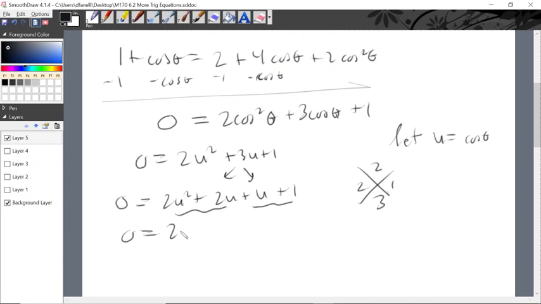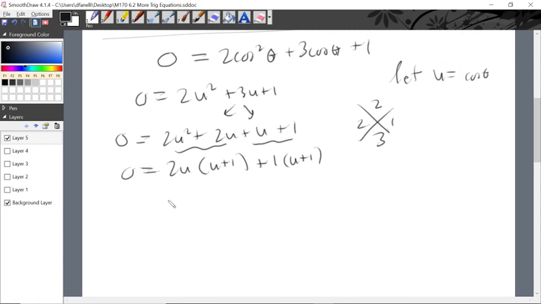So the first group, we can take out a 2u, that leaves behind u plus 1, and the second group, the greatest common factor is just 1, so we have 1 times u plus 1. Now the two groups share a factor of u plus 1, so that's one of the original factors. And the other factor is the remaining 2u plus 1. We can check by foiling u plus 1 times 2u plus 1. You foil that out, collect the like terms, and you will get 2u squared plus 3u plus 1 back. It's a good idea to check it to make sure the factoring is correct.